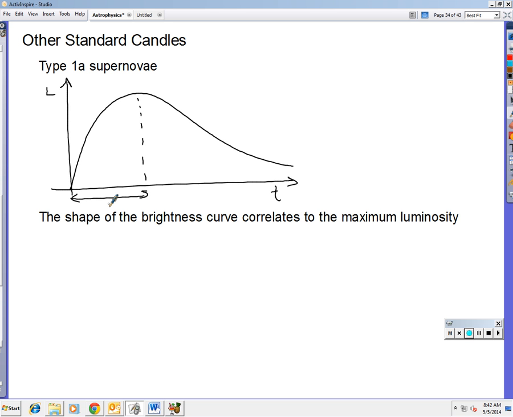There are other standard candles out there as well. There's probably 10 or 20 different kinds that astronomers use. The most important are Cepheid variables, which are also the only one that's likely to show up on the IB exam. And then type 1a supernovae are important as well.